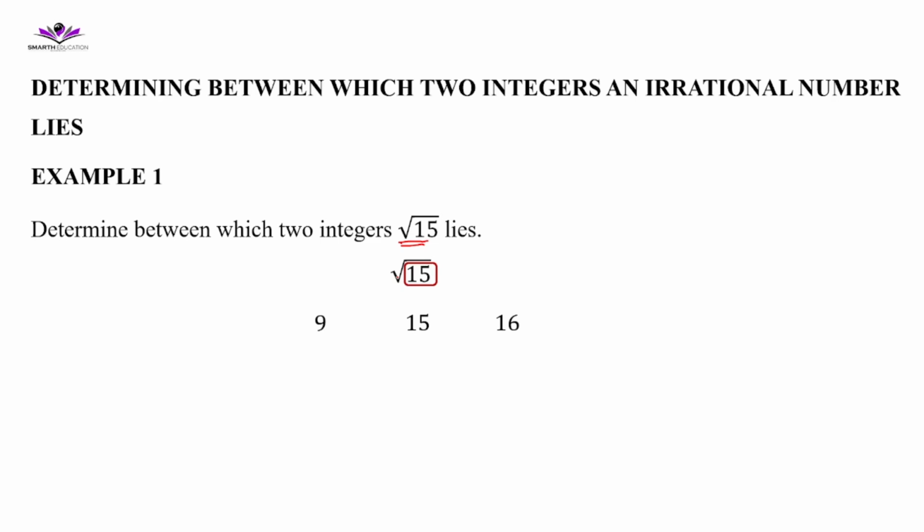And then after that, you square root all the three numbers. You can easily find the square root of 9 and the square root of 16. Okay, the square root of 9 is 3, the square root of 16 is 4. So it means the square root of 15 is between 3 and 4. It is greater than 3 but less than 4.